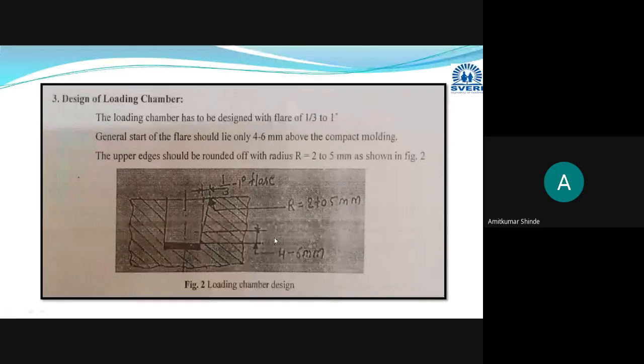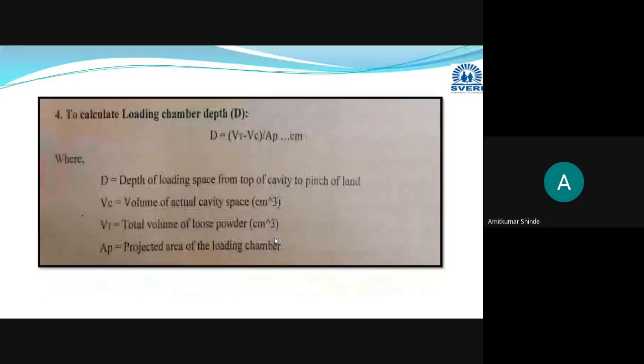Then after the loading chamber, you have to calculate the depth of that loading chamber. To calculate the depth of the loading chamber, you have to use this formula. VT is the volume of the loose plastic powder, and this is the volume of the cavity. You have to consider the actual cavity volume here, and divide it by the projected area. Now, what is the projected area? The portion I have highlighted in this diagram by the inclined lines is our projected area.